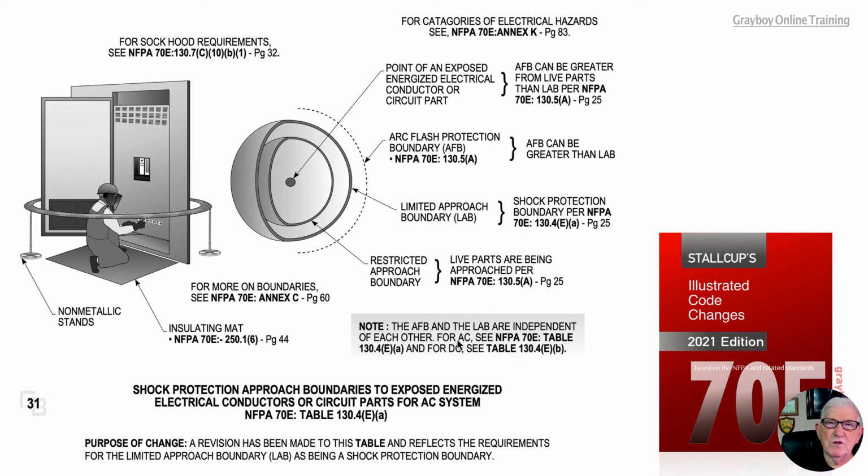And then, of course, the restricted approach boundary, as we said, you're extending that insulated arm with an insulated tool or gloves to work on the energized electrical component or circuit part only if the plant where you work or facility allows you to work on something energized. Some facilities prohibit energized work, period, or that is an extreme emergency. So check that out carefully before you work on anything that is energized.